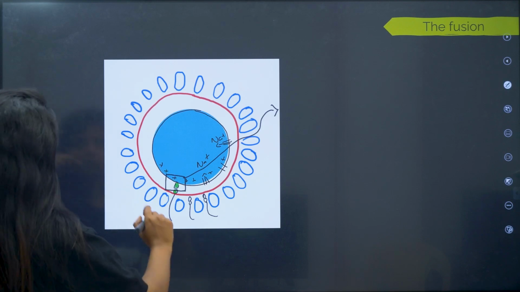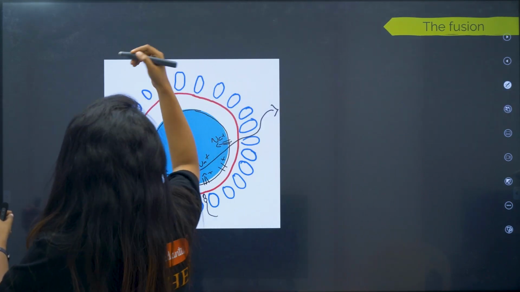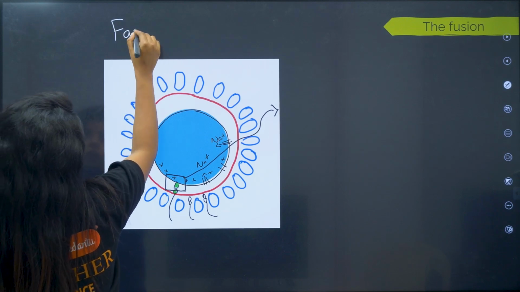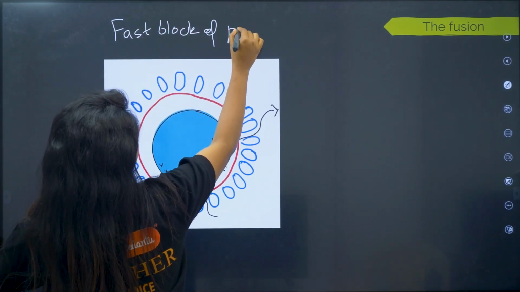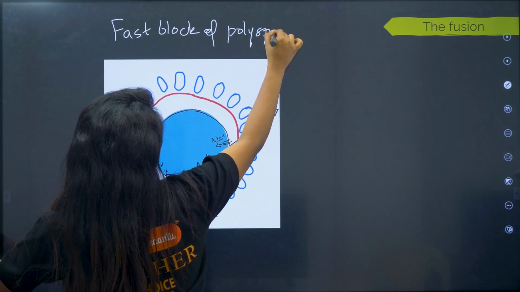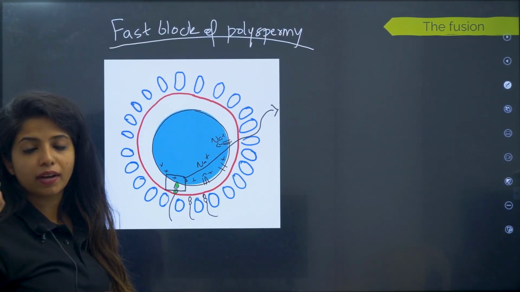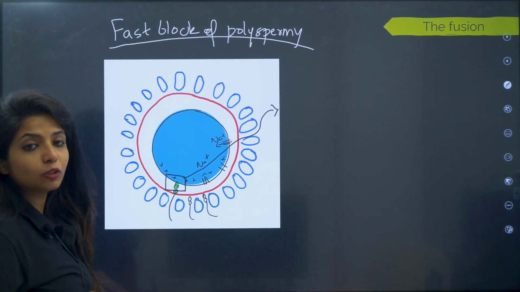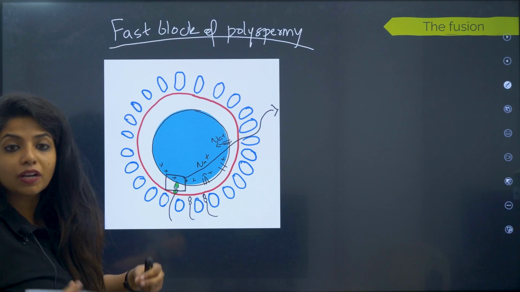So this particular thing which occurs very fast, you call this procedure as what? Fast block of polyspermy. You do not want so many sperms to come and fertilize the egg, right? Only one sperm and one egg. So basically, to prevent all the sperms that are going to come on the way, what do you need to do? You need to bring out certain changes.